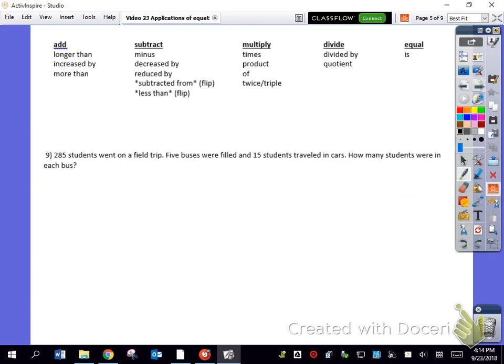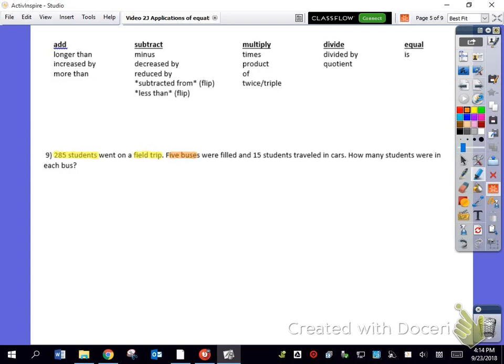Number 9, 285 students went on a field trip. 5 buses were filled and 15 students traveled in cars. How many students were in each bus? So you had 285 students went on a field trip. That's the total.